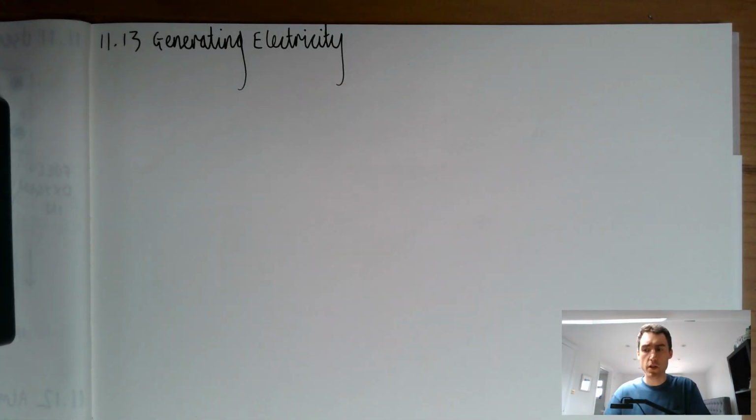Everyone, welcome to this video on lesson 13 of the Earth and Climate Scheme of Work. This is about generating electricity.